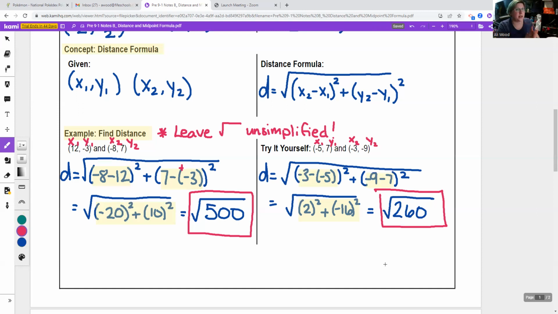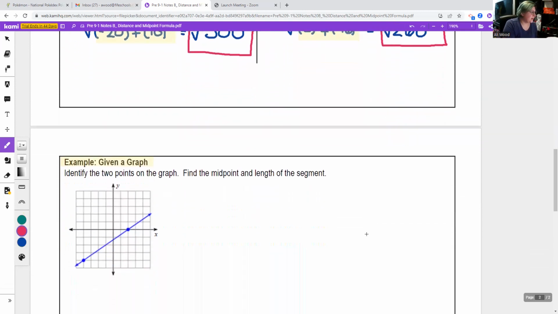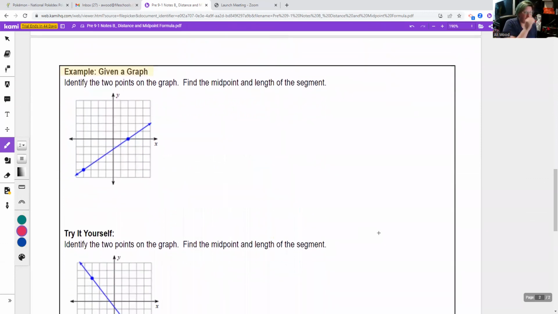All right, so that's when they give you 2 points. We're now going to move on, and this time they're going to give us a graph. Here's what I recommend doing from the graph.